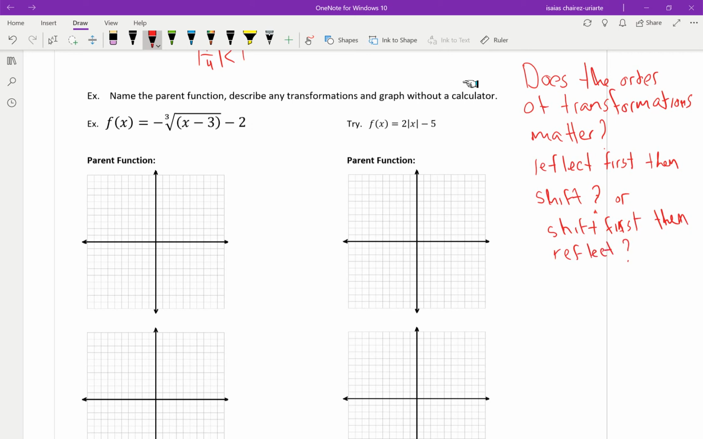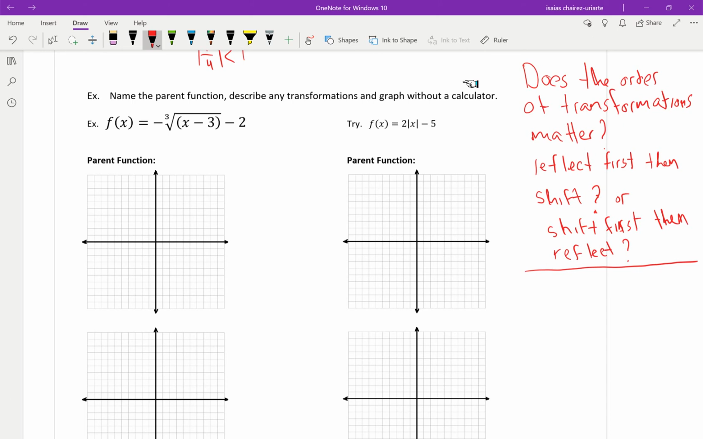And well, there is no clear answer here, because some of it has to do with the parent function. If the parent function happens to be very symmetric, then the order in which we do the transformations may not matter. But if the function is not symmetric, it could actually matter. If you shift first and then you reflect, that could give you a different graph than if you first reflect and then you shift.